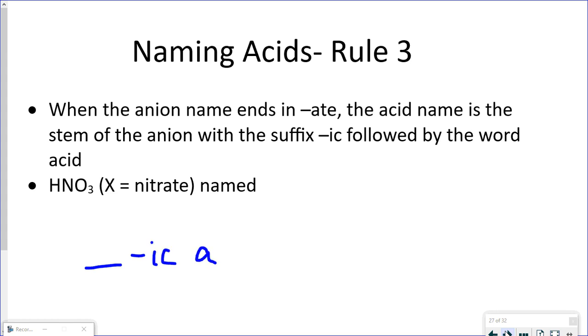So looking at HNO3, NO3 is nitrate. So we're going to have the nitr part, and it's going to end in ic acid. So this is nitric acid. Same thing if you had like phosphate, it would be phosphoric acid.